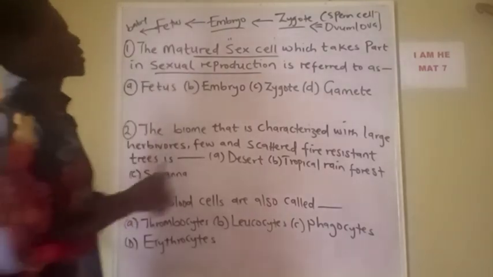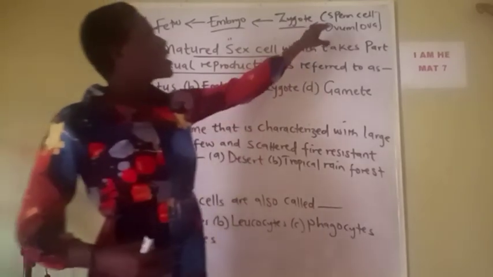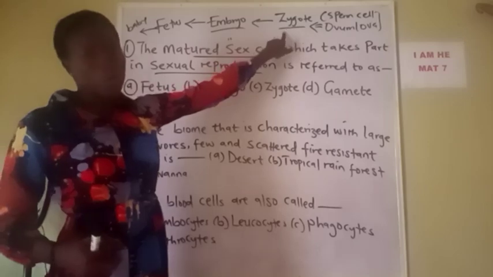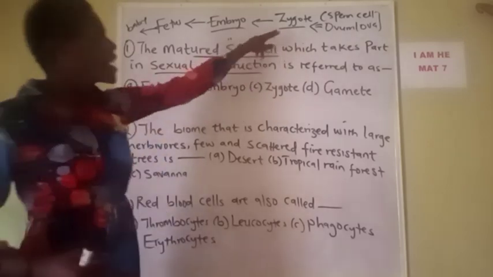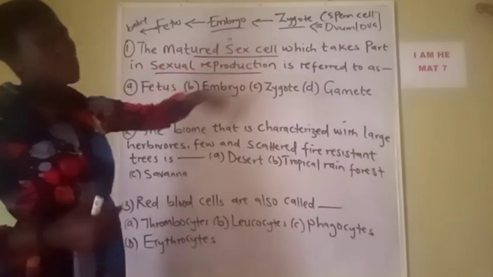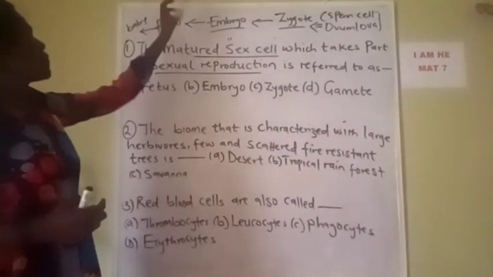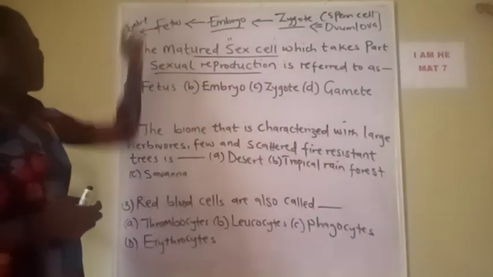So when the sperm cell and the ovum meet, first of all, it fertilizes and forms what we call the zygote. Now when the zygote starts growing, it becomes an embryo. When the embryo starts growing, it becomes a fetus. Then from there, it becomes the baby. Do you understand?